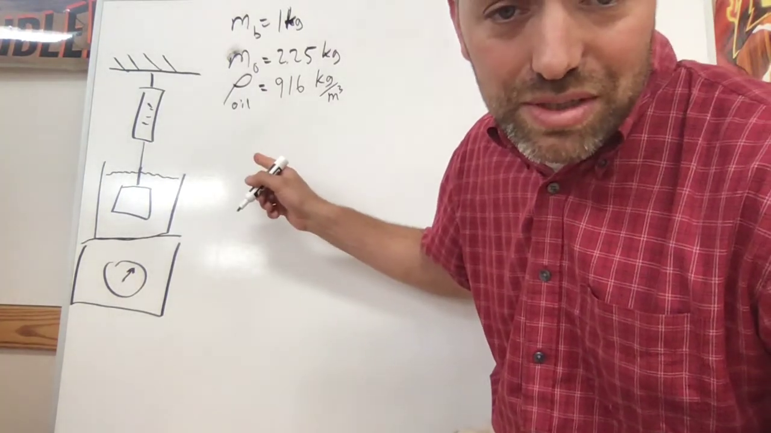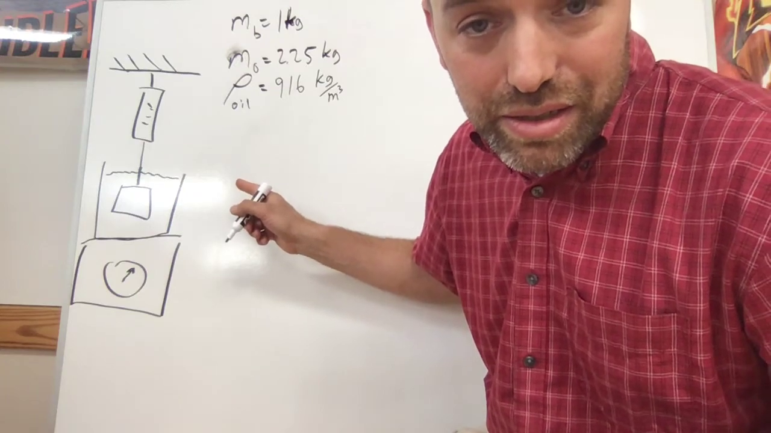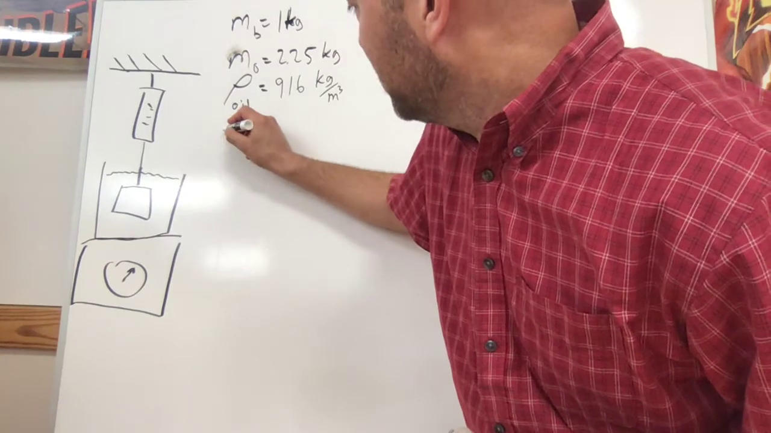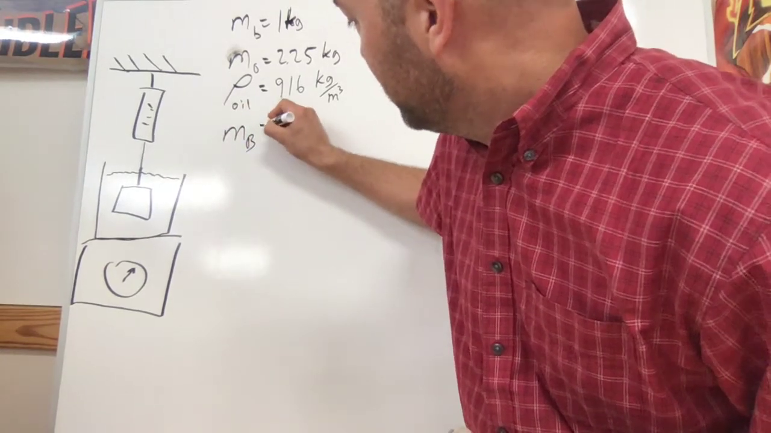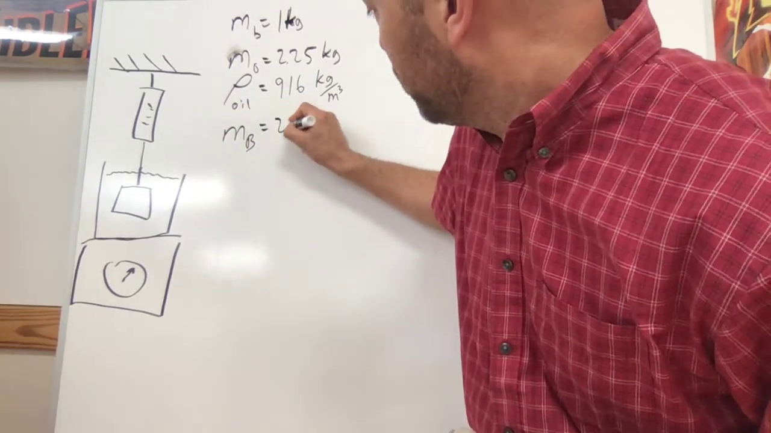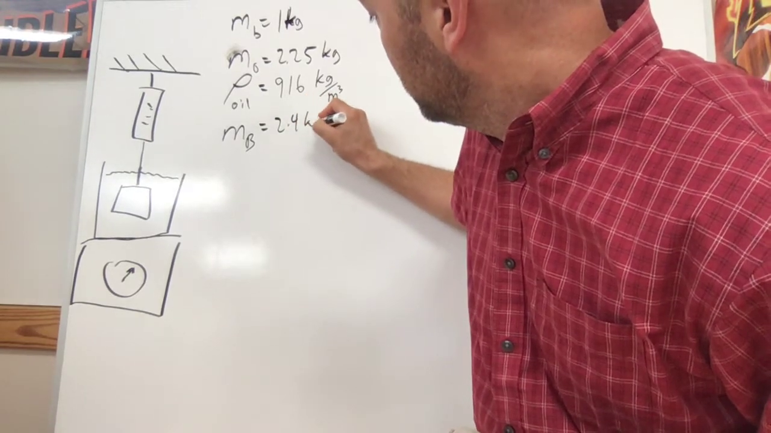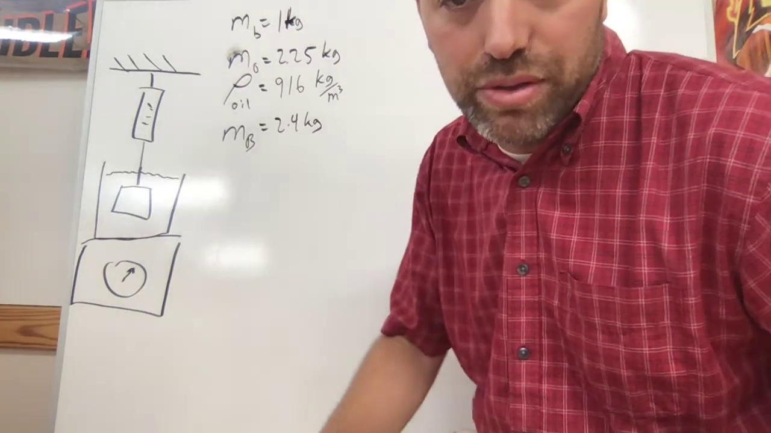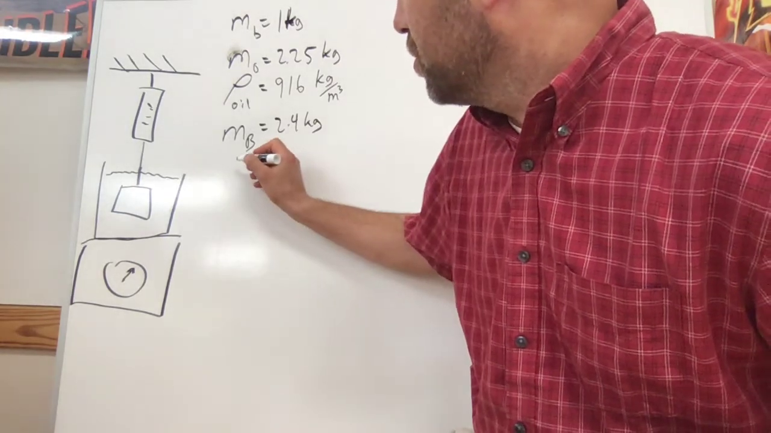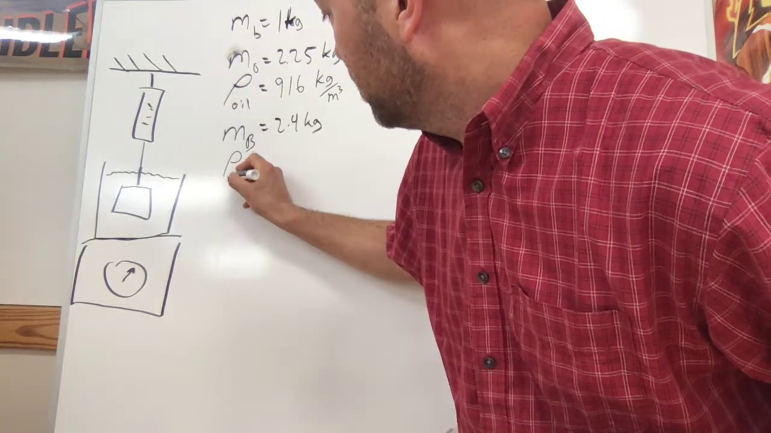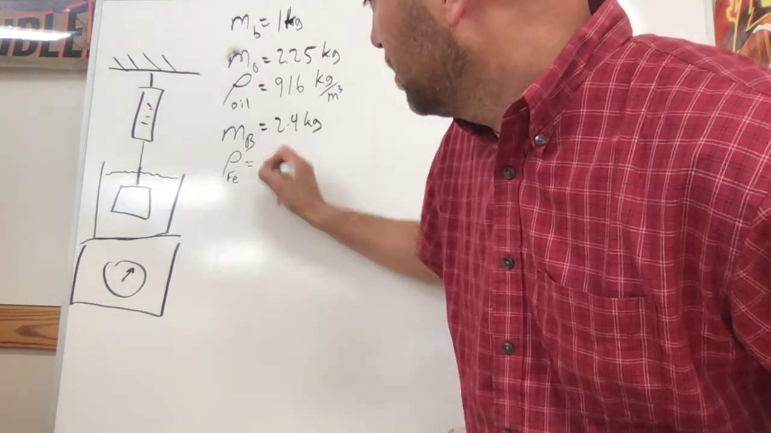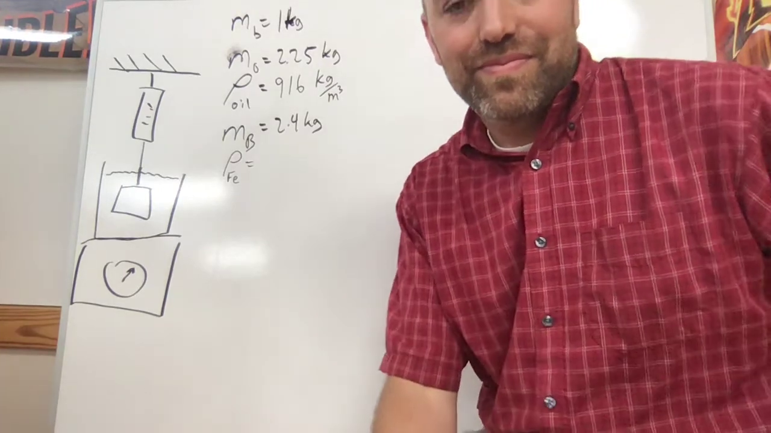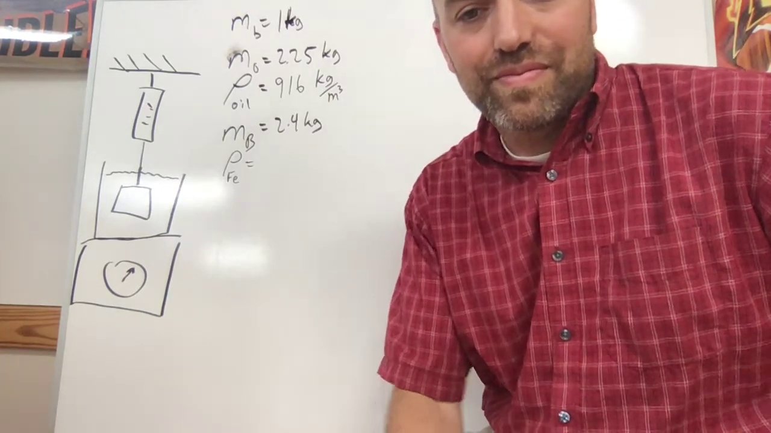It also gives us the density of oil, and it says a 2.4 kilogram block. So the mass of the block, I'll use a capital B for that, is 2.4 kilograms. And it's made out of iron. That's important. I found the density of iron online in a bunch of different places, and they gave me changing answers. But I put it as 7860.